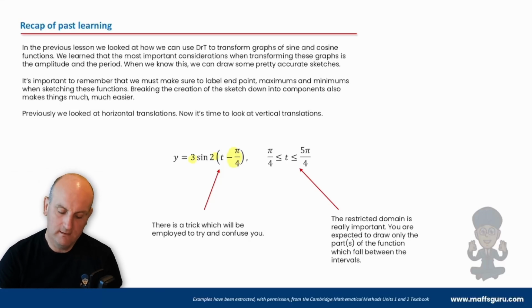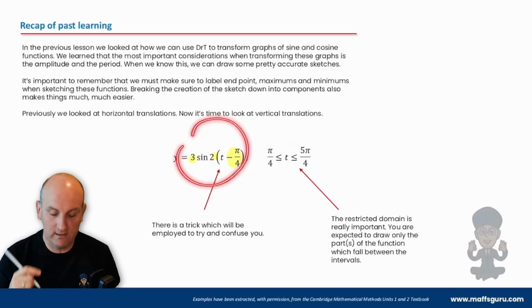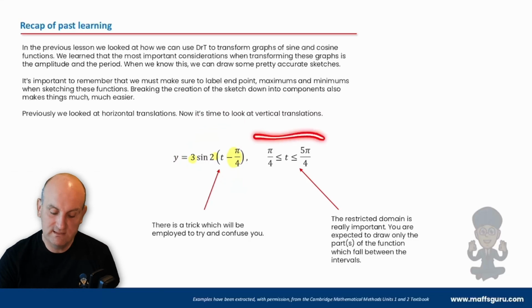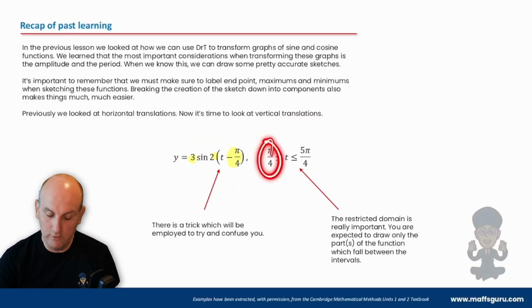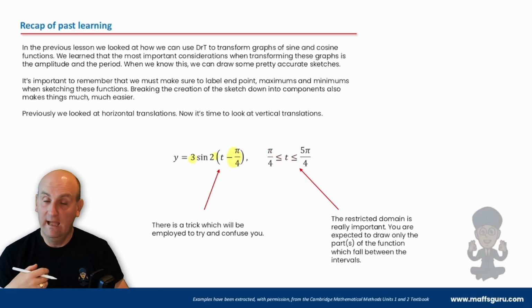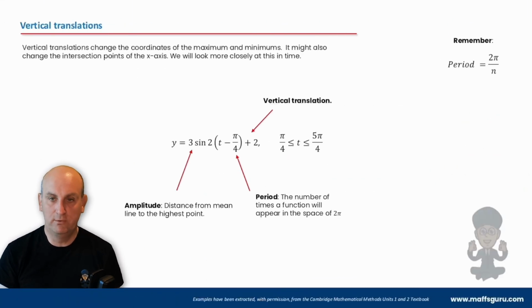Now, that minus pi on 4 means the graph would move that way by pi on 4. And what is more important than anything is the domain. They're telling you they only want this transformed sine curve, the section that falls between pi on 4 and 5 pi on 4, but it's got to be inclusive of those two values. Again, the idea of open circles and closed circles becomes really important.